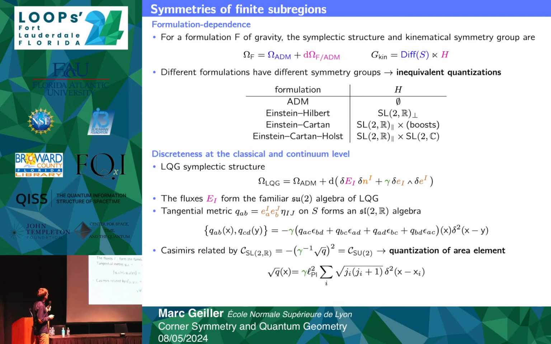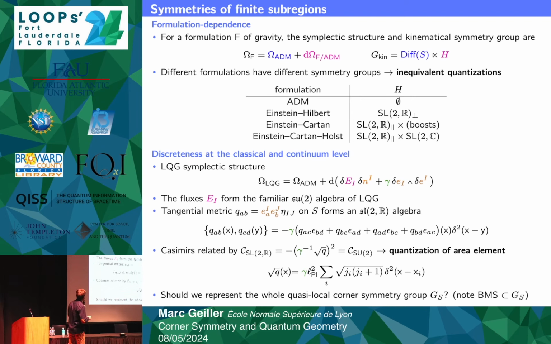And now the beautiful thing is that if you compute the Casimir of this SL2R algebra, you find that it's related to the Casimir of the SU2 algebra formed by the fluxes with this important minus sign in front of a square. So this tells you that if you were to build, let's say, states, so for us, spin network states, which are representing the quantization of these boundary symmetry groups, the only natural thing you would want to do is to label the spin network states with representations in the discrete series of SL2R, which leads you to a quantization of the area element. So this is a very quick argument to recover this discreteness of area just from classical symmetry considerations.